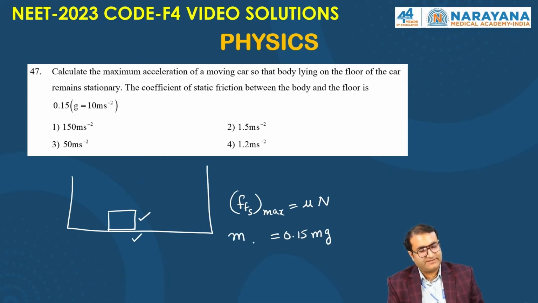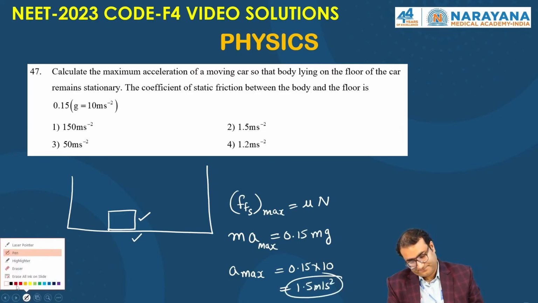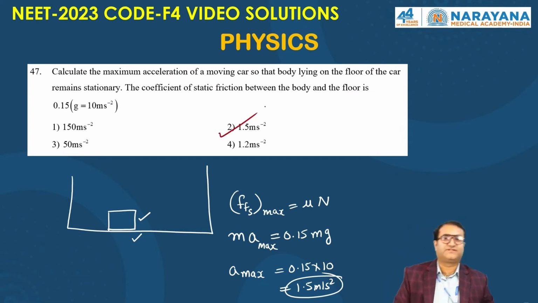So we can write mass into maximum possible acceleration. So maximum possible acceleration is 0.15 into 10. It is 1.5 meter per second square. Second option is correct.